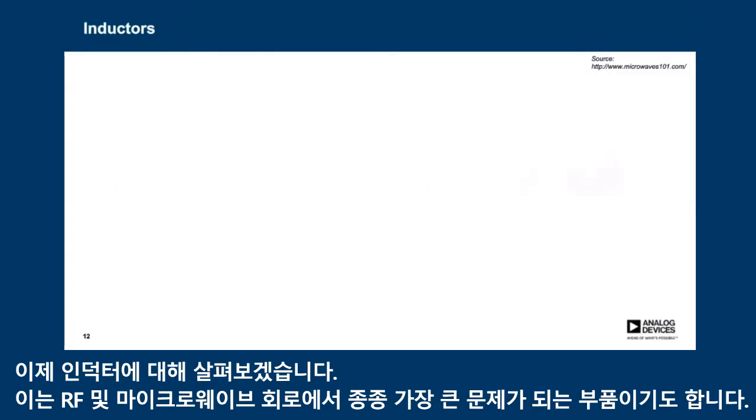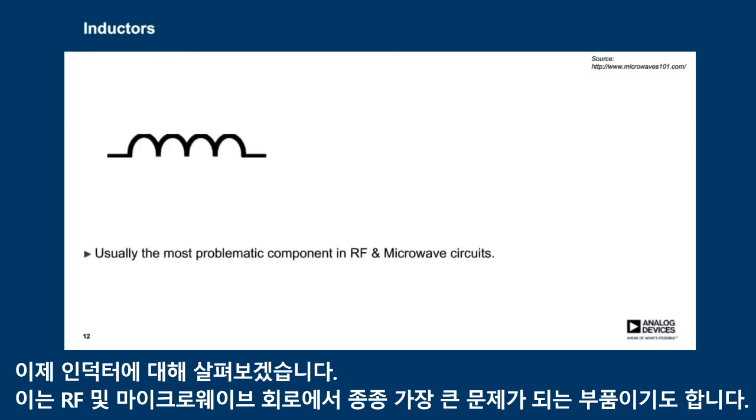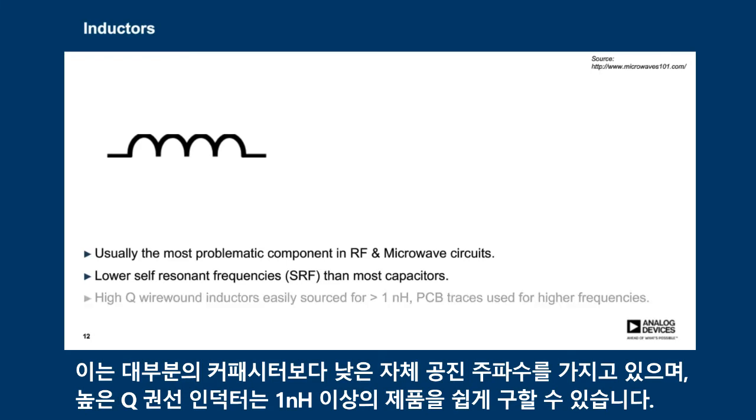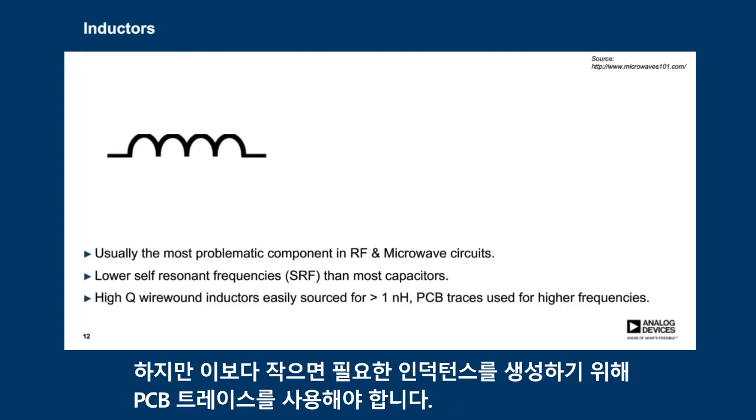A brief look now at inductors. So these can often be the most problematic component in RF and microwave circuits. So these have lower self-resonant frequencies than most capacitors, and high Q wire-wound inductors then are easily sourced for greater than 1 nanohenry, but anything smaller than that will require a PCB trace to be used to try and generate the necessary inductance.